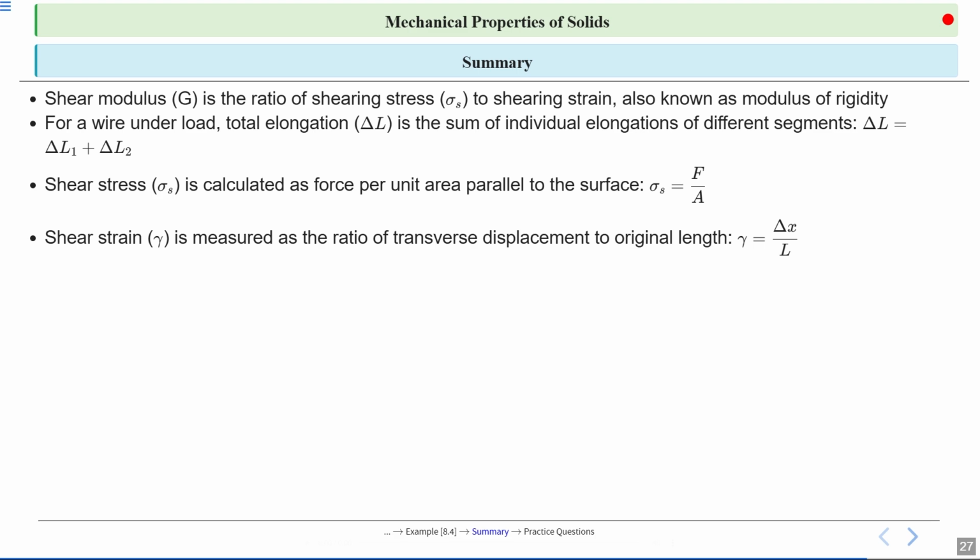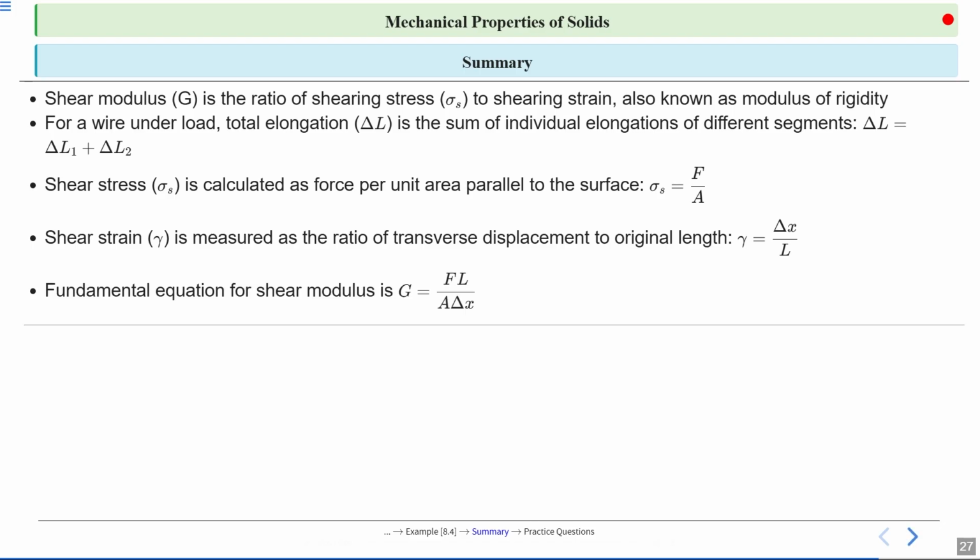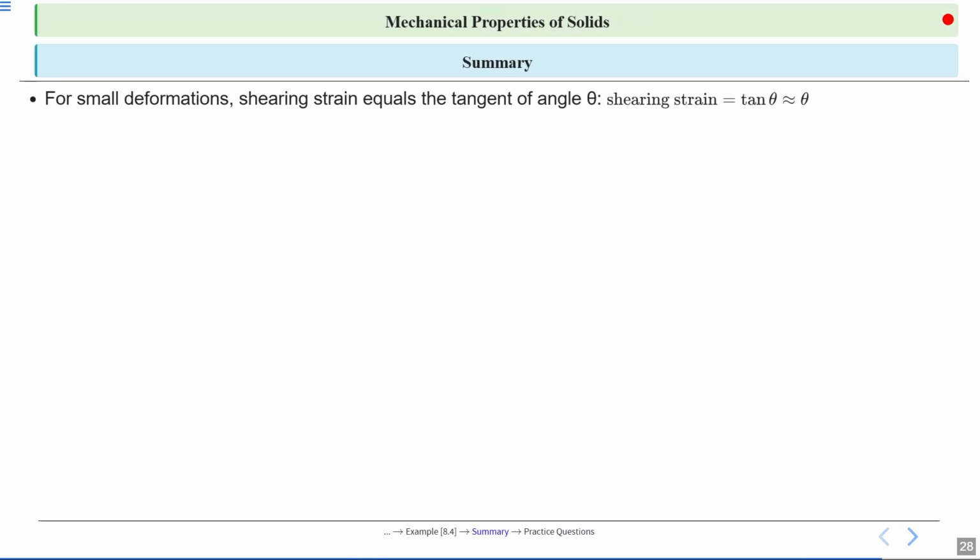Shearing strain is measured as the ratio of the transverse displacement to the original length, delta x by L. Fundamental equation for shear modulus is G equal to FL divided by A into delta x. For small deformations, the shearing strain is simply the tangent of the angle theta, which is the angle by which the shape is distorted. Shearing stress can be expressed as sigma s is equal to G into theta, where G is the shearing modulus.